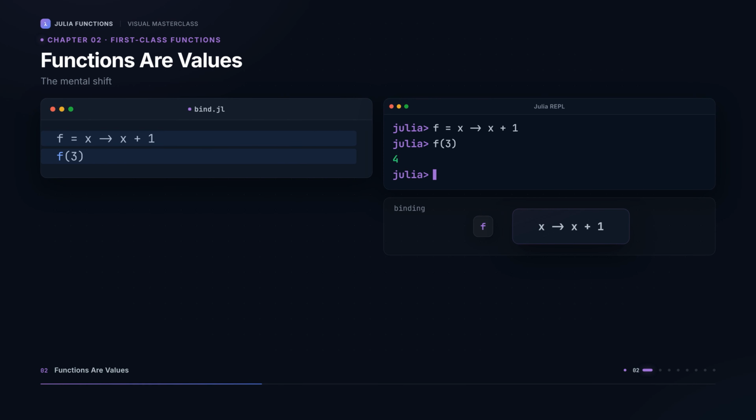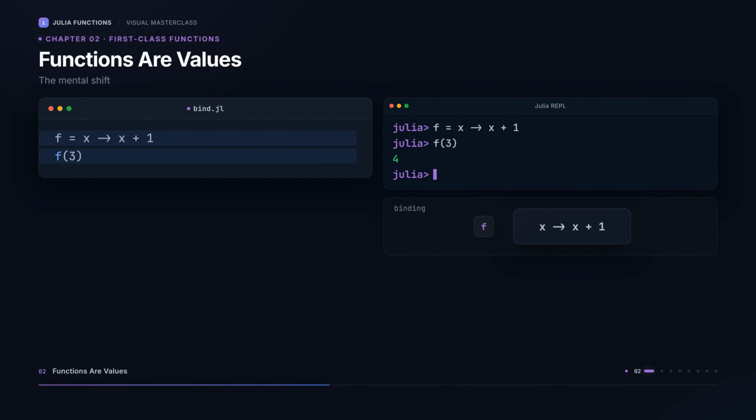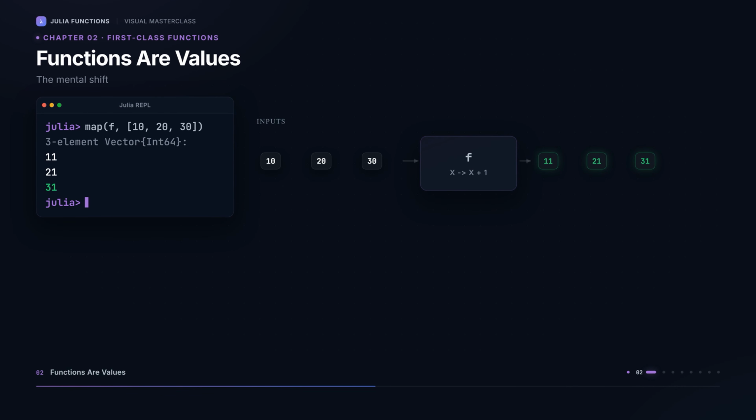Watch, this line binds the name f to the anonymous function x plus 1. f is not the result of calling the function. It is the function itself. Call it, f of 3 is 4. And because f is just a value, we can pass it around.